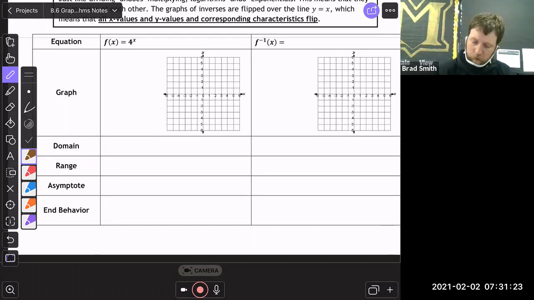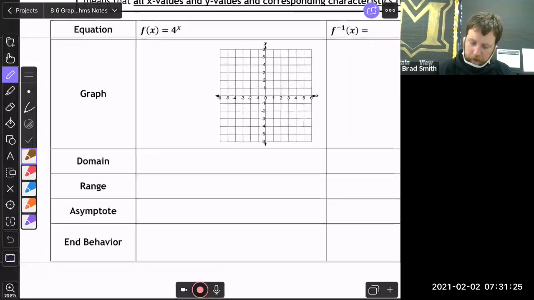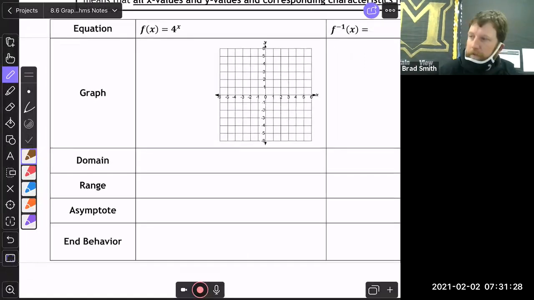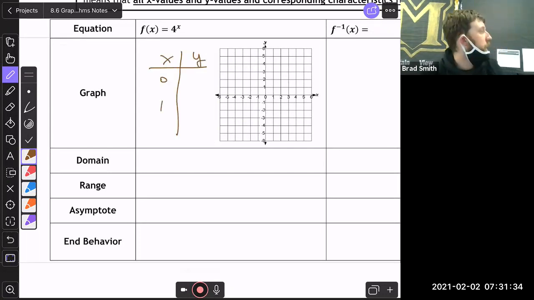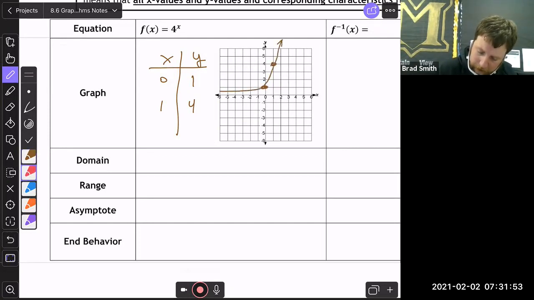So with the exponential here, f of x equals 4 to the x power. So remember what I would do here, basic. We chose 0 and 1 for our x's, right? So anything to the 0 power is 1. 4 to the first power is 4. So (0, 1) was a point, and (1, 4) was a point. Remember, you had your asymptote at 0.